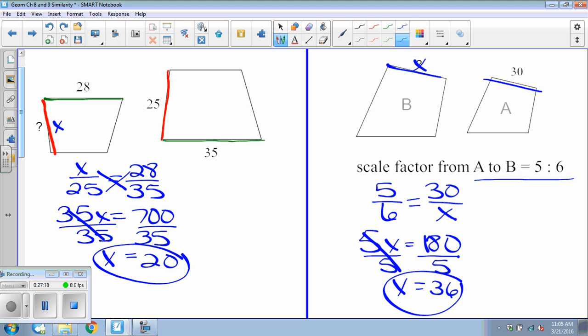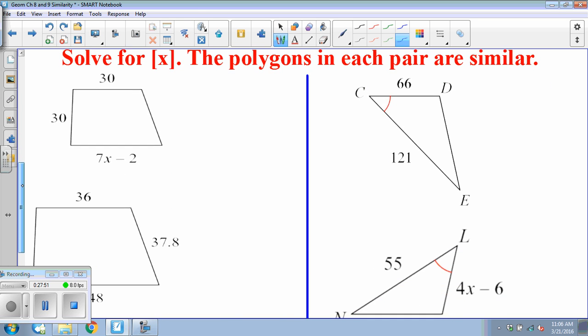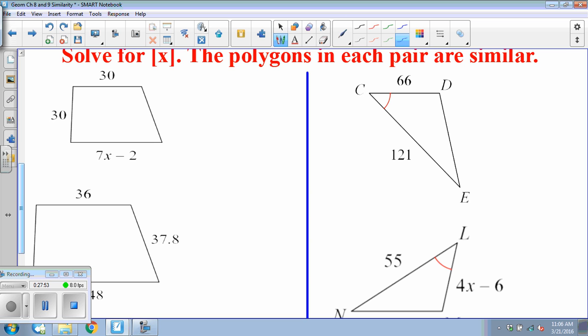Any questions? How are y'all doing on that one? Y'all got that one right? You understand now? Okay. Does anybody have any questions? Okay, I have a couple more for y'all to try where you're solving for x. For your same thing, you're going to have to set up a proportion and you're going to solve for x. Is anyone not finished with this before I move it down? It says, solve for x. The polygons in each pair are similar.